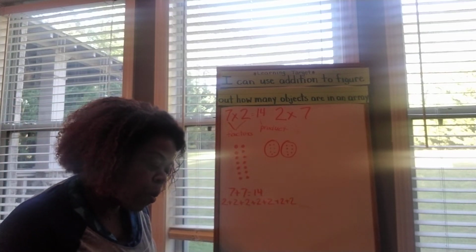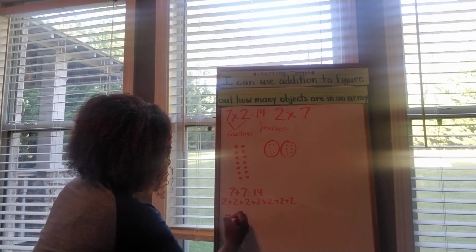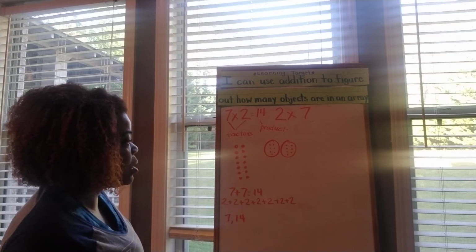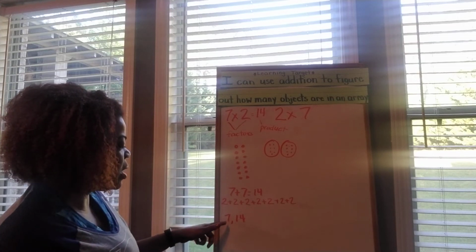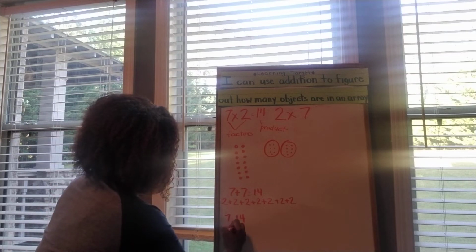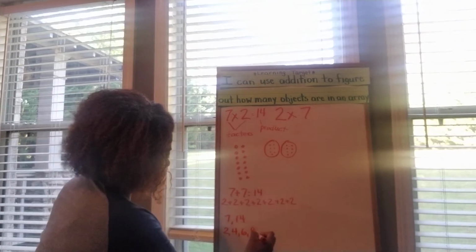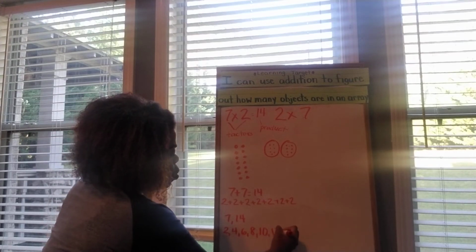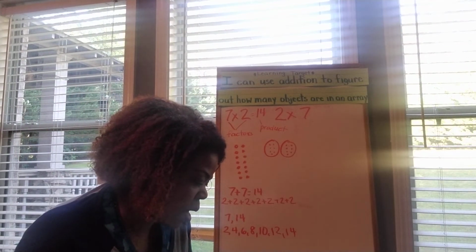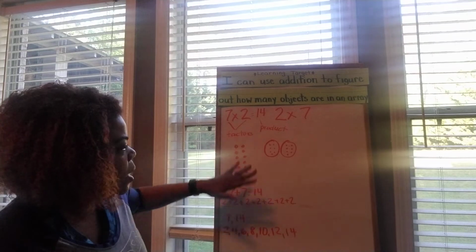Or we could do skip counting. Skip counting for 7 times 2 would be just 7, 14, because we're starting with 7, and then 7 plus 7 is 14. For 2, it would be what? 2, 4, 6, 8, 10, 12, 14. And we did the equation, we did the array. So those are the different ways that we can show multiplication.